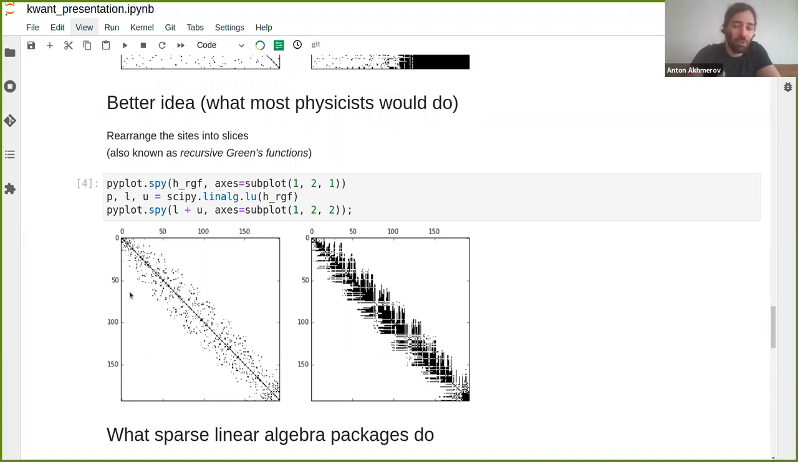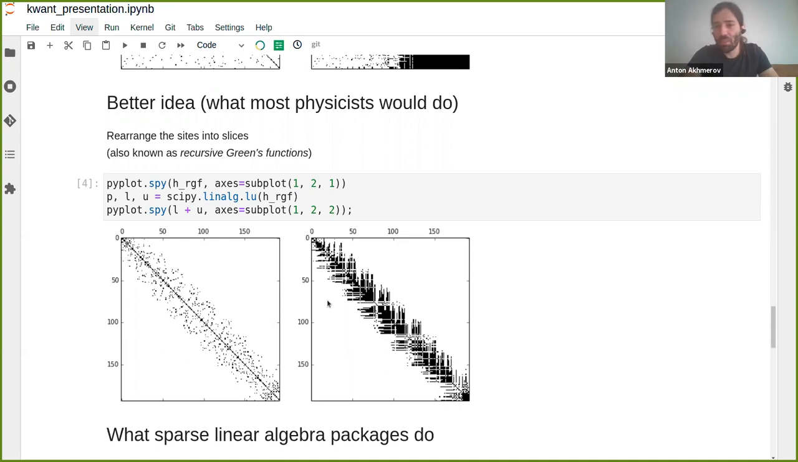This approach is also known in the literature as recursive Green's functions. And the advantage is that now if I start eliminating the degrees of freedom, I end up with new matrix elements that only relate nearby degrees of freedom. And therefore I gain a speed up. And this was the state of the art for a while.